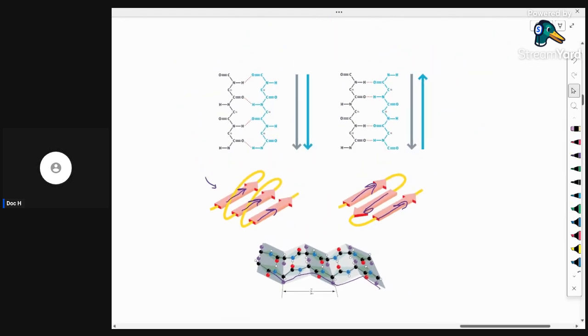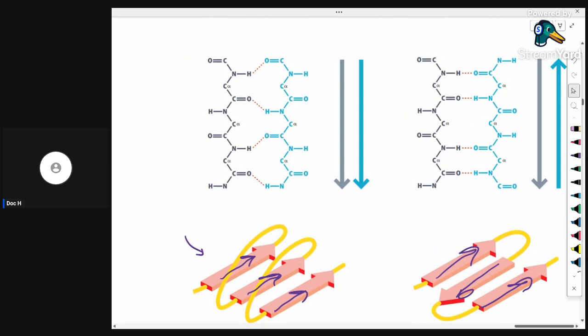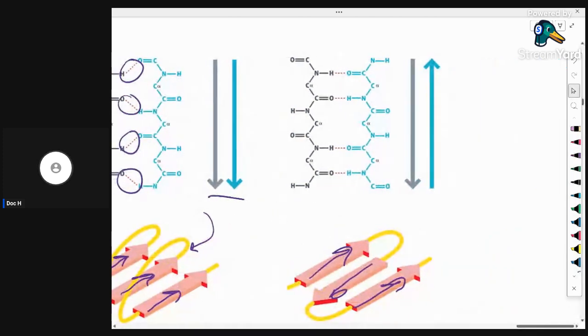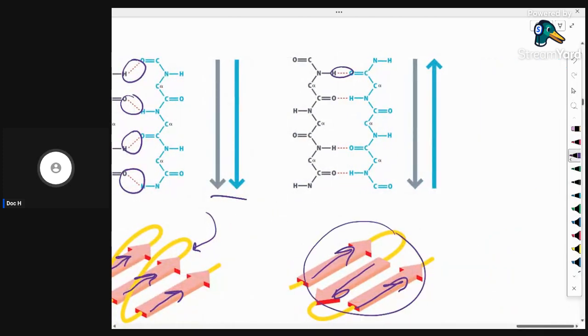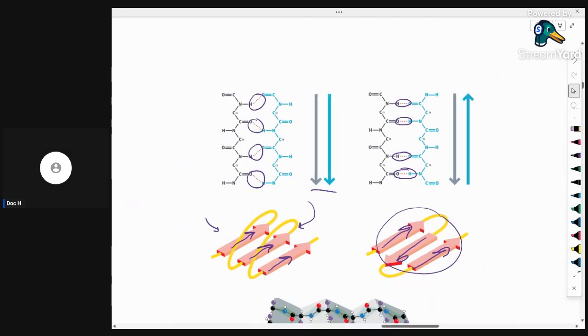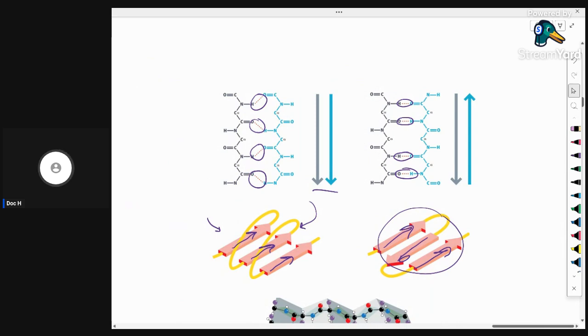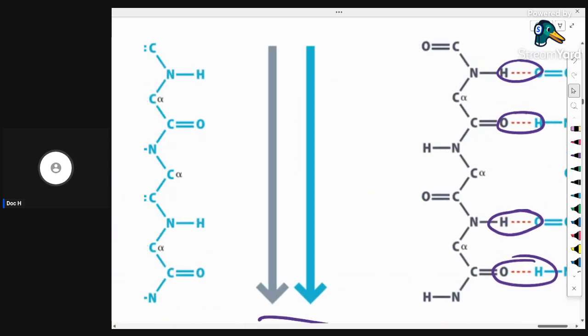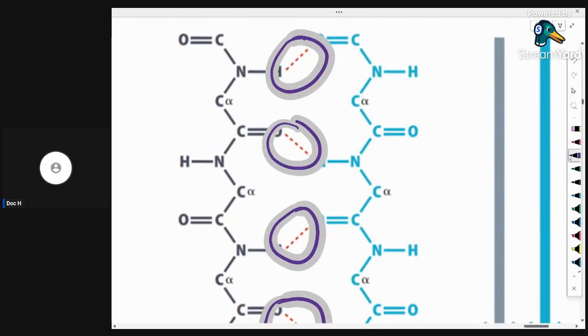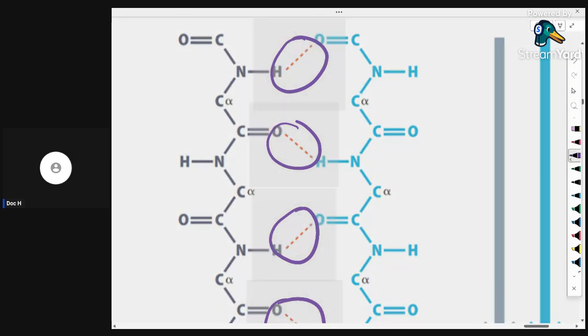It's called pleated. And this is just showing your hydrogen bonds here. In the parallel arrangement, the hydrogen bonds are at angles to each other, therefore they are weaker. Whereas in the anti-parallel arrangement, they are absolutely head on to each other and much stronger because they can get closer together. You can hopefully see 4 dashed lines here, much closer than the 6 dashed lines over here.